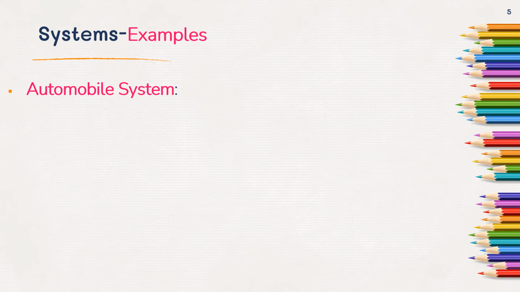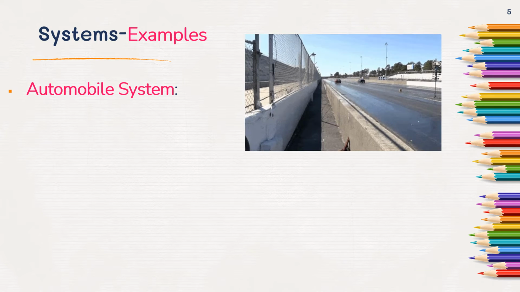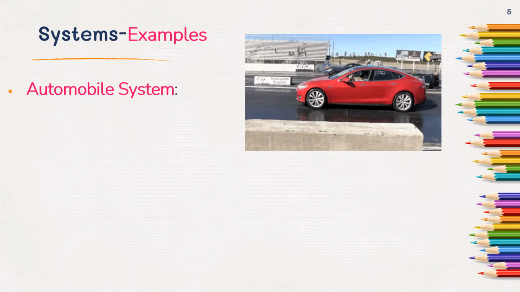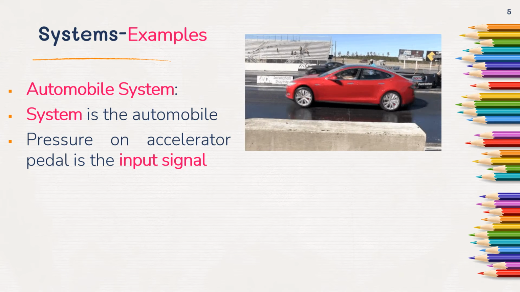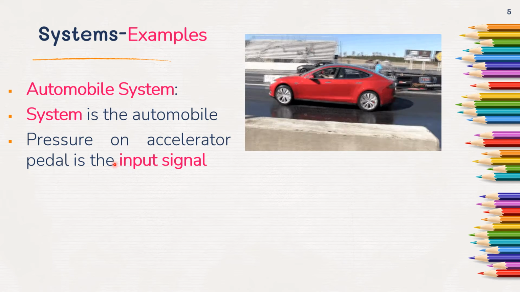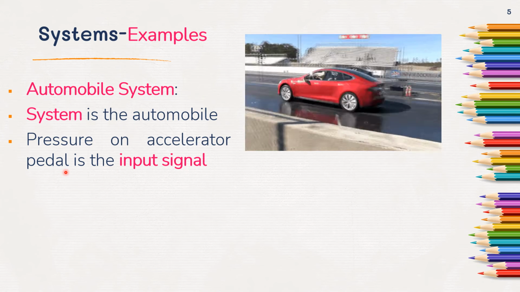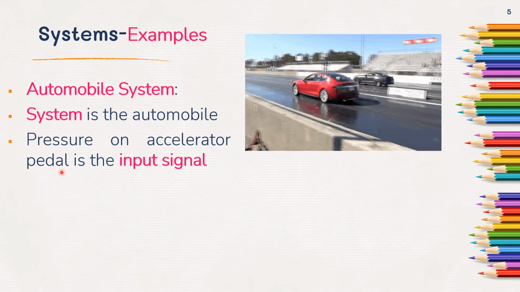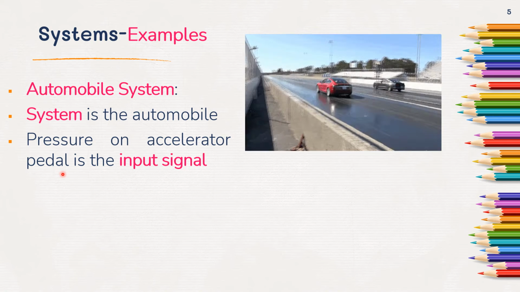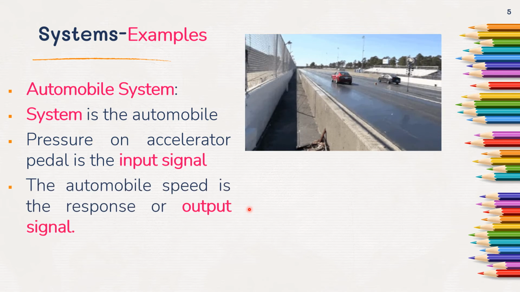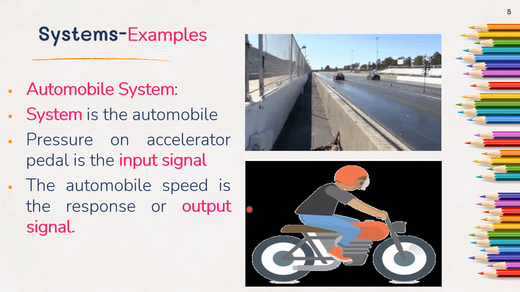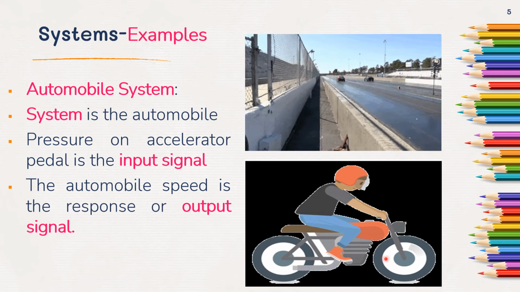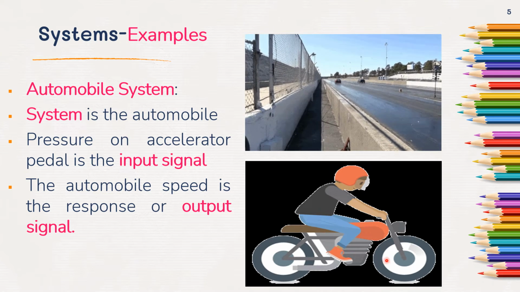Still another good example is an automobile system. When you look at your automobile, you give pressure on the accelerator, which acts as the input signal. Depending on the pressure you give on the accelerator pedal, the speed of your automobile is going to vary. So this is once again one good example of a system. A normal bike is also nothing but an automobile, and that is an example for a system.